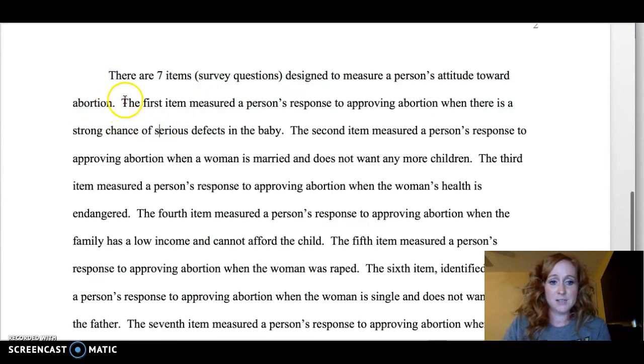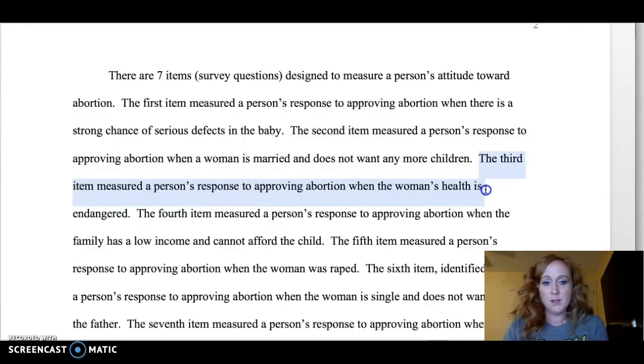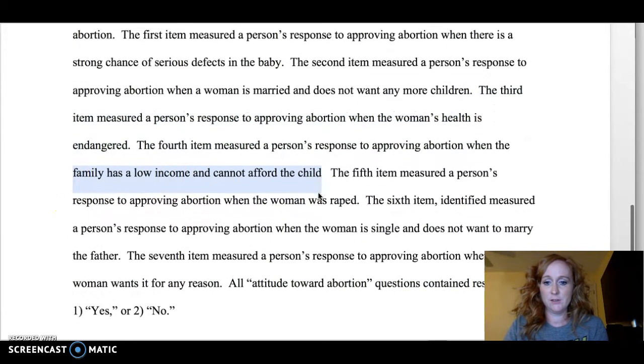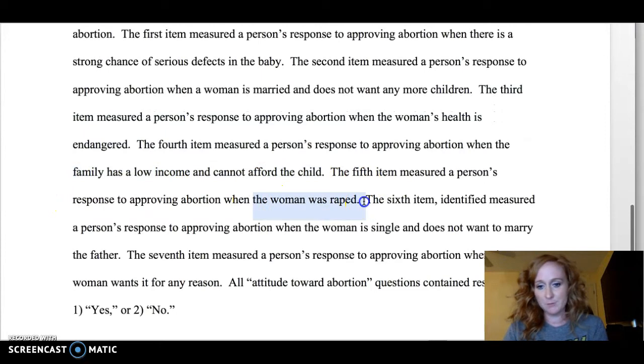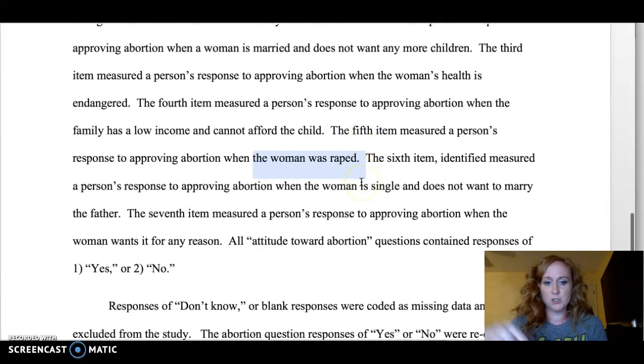Okay? The first item measured a person's response to approving abortion when there is a strong chance of serious defect in the baby. The second item measured a person's response to abortion when a woman's married and doesn't want any more children. The third item measured a person's response when the woman's health is in danger. The fourth item was when the family's low income and can't afford the child. The fifth one, when the woman was raped, and so on and so forth. So you actually list all the pieces of your scale, describing them like you would see in the variable label, all the way until you're done.